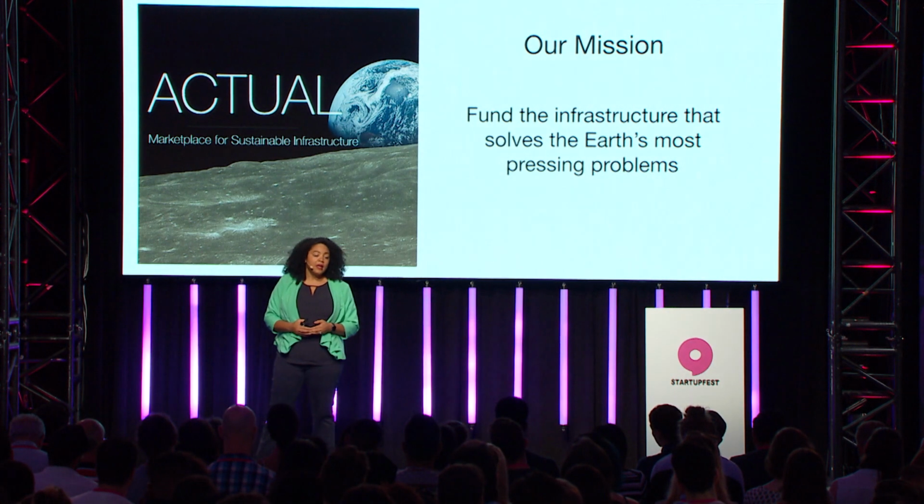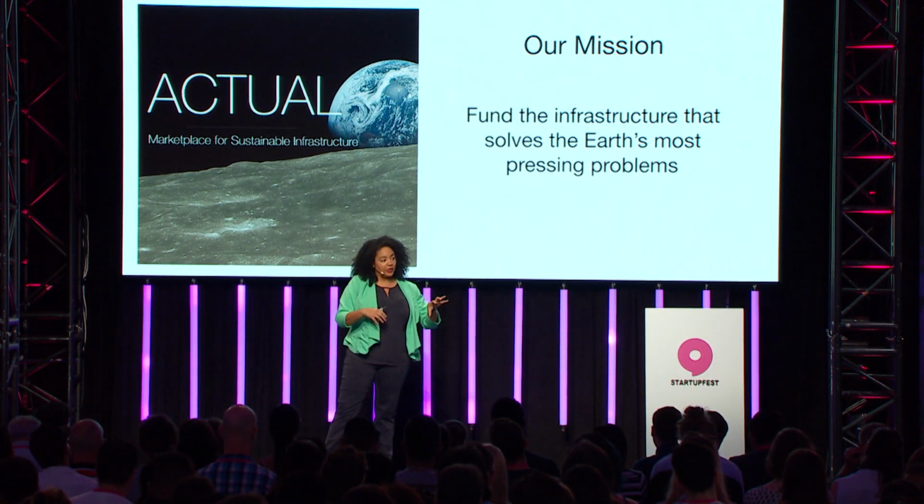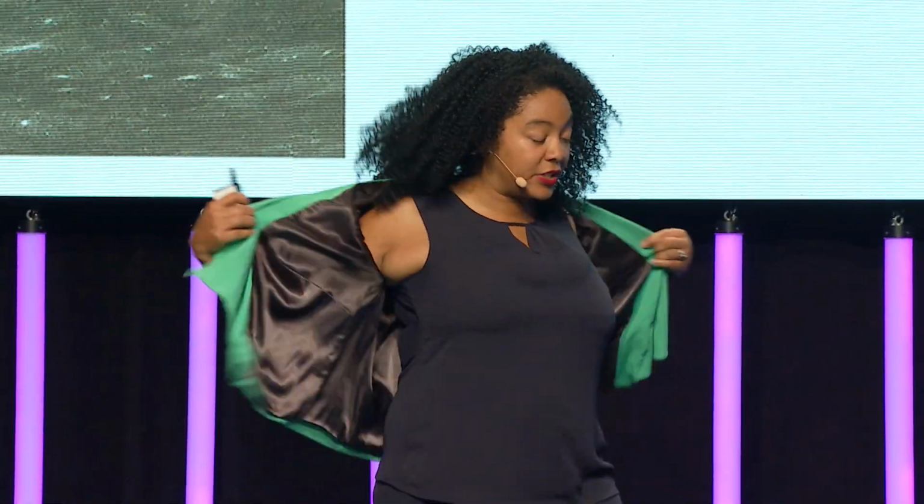It's called Actual. So Actual is a marketplace for sustainable infrastructure projects. It pairs infrastructure entrepreneurs with big investors that need to invest in those projects. This is a very stage 1 company. They basically just have a mission. Their mission is to fund the infrastructure that solves the Earth's most pressing problems. So they want to make sure that the money that's seeking to invest in these sustainable projects actually finds the entrepreneurs that want to push them forward. So they have a very coherent mission. And in talking with them, they've already done a lot of hacks.